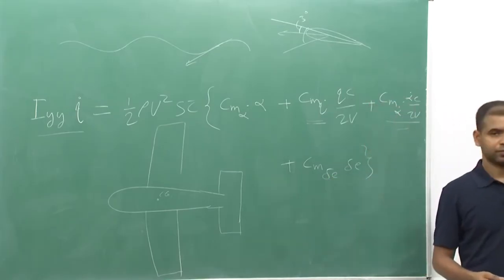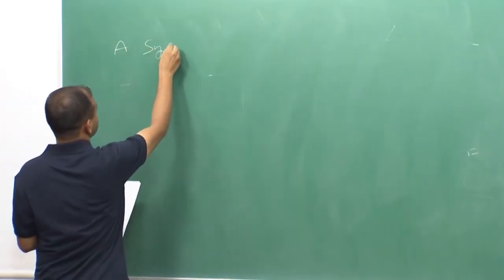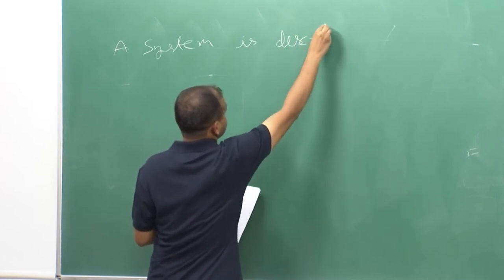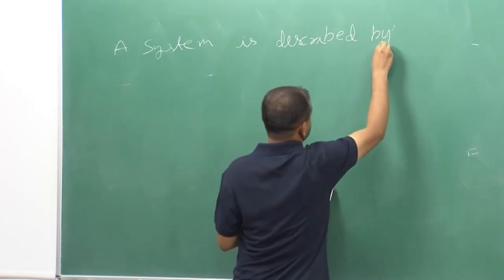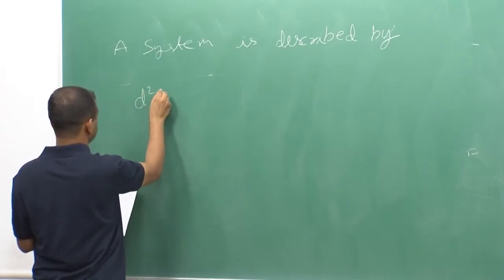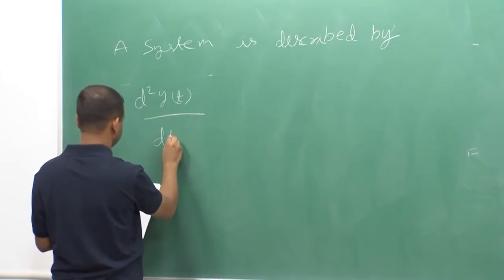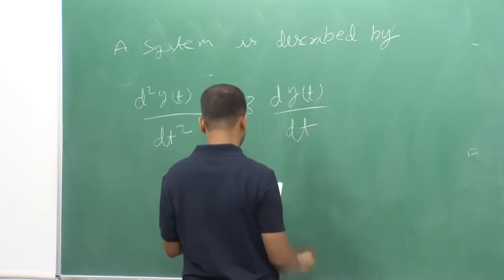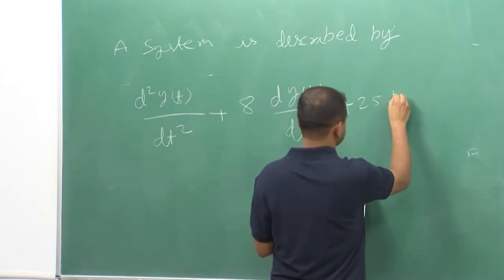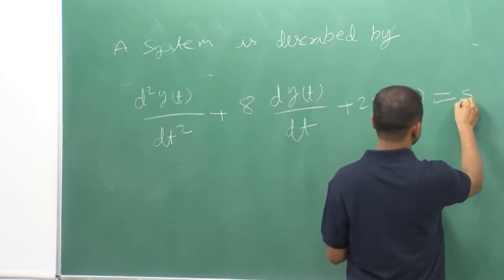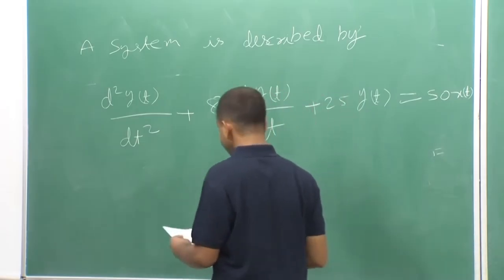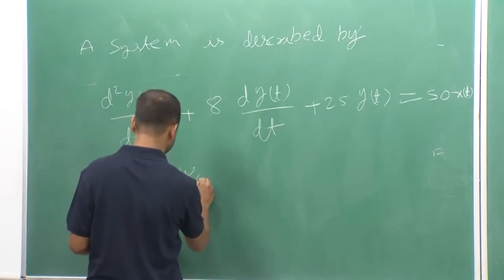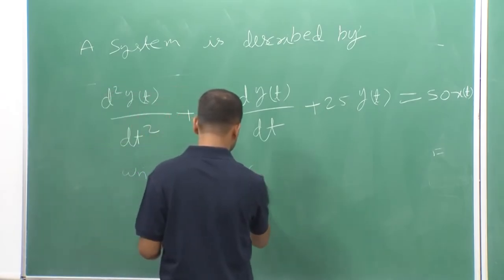Now, let us solve one numerical. A system is described by a differential equation d square y of t by dt square plus 8 dy of t by dt plus 25 y of t is equal to 50 x of t. Now we have to find omega n, the undamped natural frequency, omega d, the damped natural frequency, and damping ratio zeta.